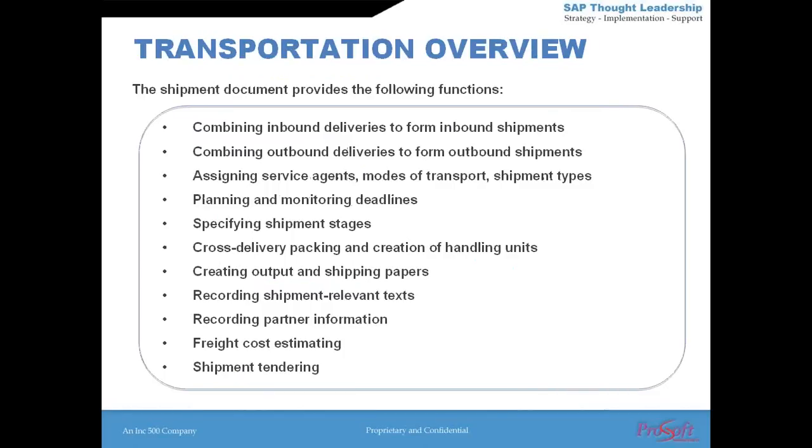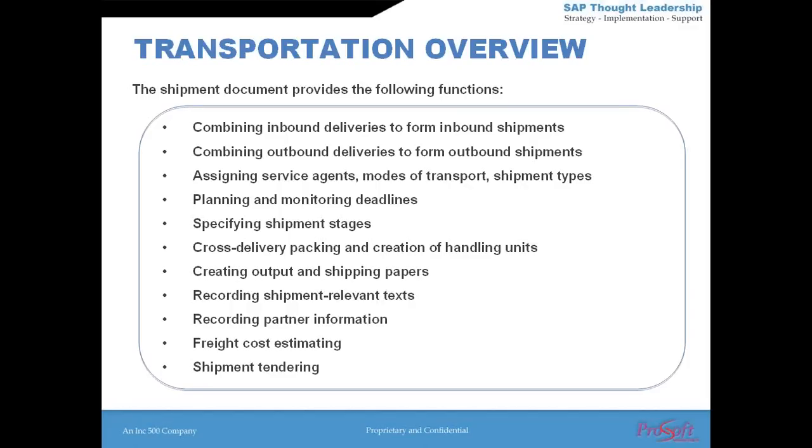So the SAP shipment process starts off from the sales order and the inbound shipments. If you see, this is the entire process. If you look at this entire process, one of the biggest challenges we always look out for is cross-delivery packing and creation of handling units. For example, if I am picking up 45 barrels of lubrication oil, will all these 45 barrels be individual barrels, or will they be packed into crates?